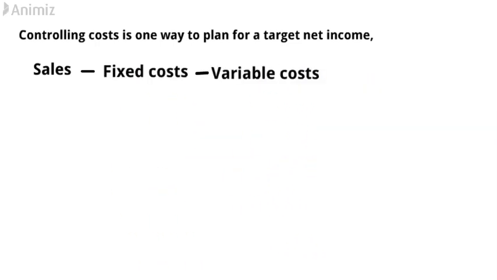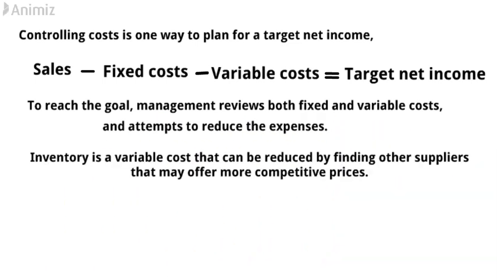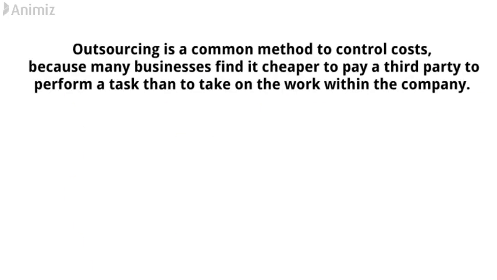Controlling costs is one way to plan for a target net income, which is computed using the following formula. Sales minus fixed cost minus variable cost is equal to target net income. To reach the goal, management reviews both fixed and variable costs, and attempts to reduce the expenses. Inventory is a variable cost that can be reduced by finding other suppliers that may offer more competitive prices. Outsourcing is a common method to control costs, because many businesses find it cheaper to pay a third party to perform a task than to take on the work within the company.